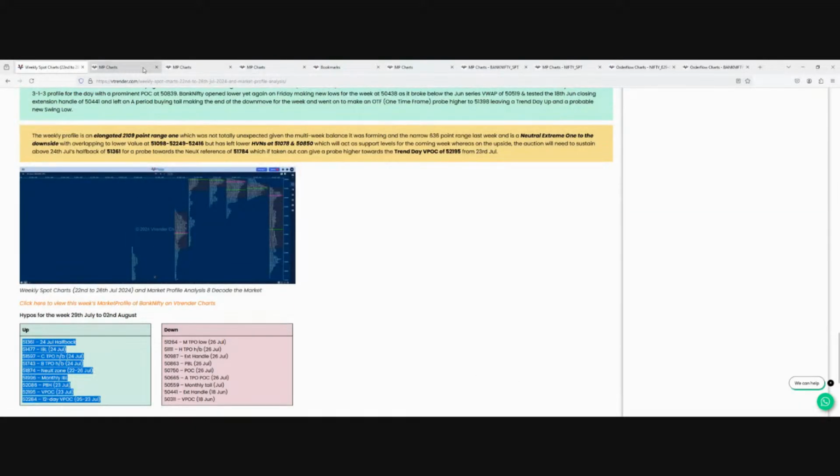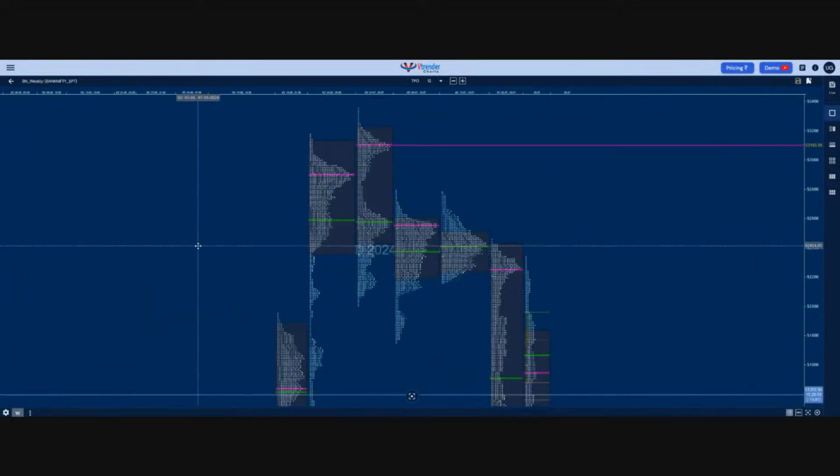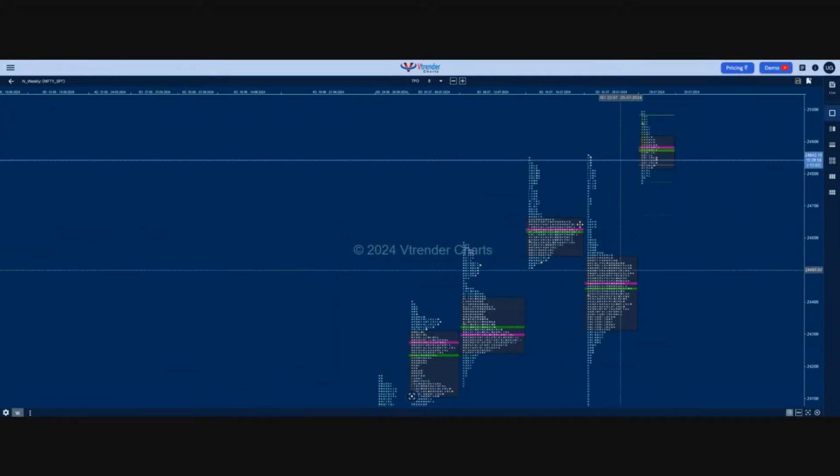And we'll also discuss why Bank Nifty is actually the weaker of the both. Because if I show you the weekly chart, let's start with the Nifty. So on the Nifty weekly chart, we can see we were at all-time highs and we have negated this with a neutral extreme profile up.